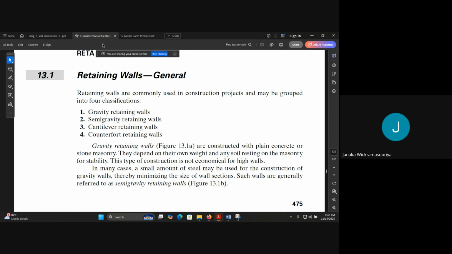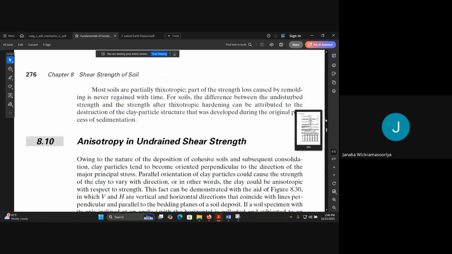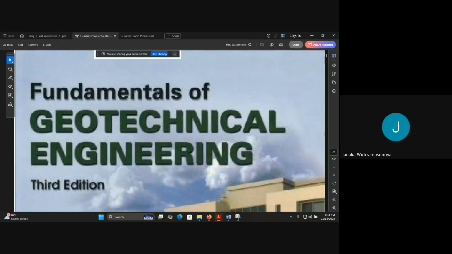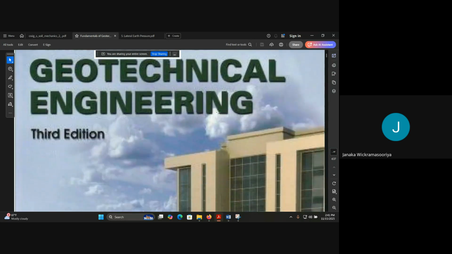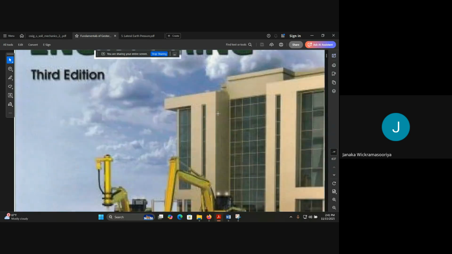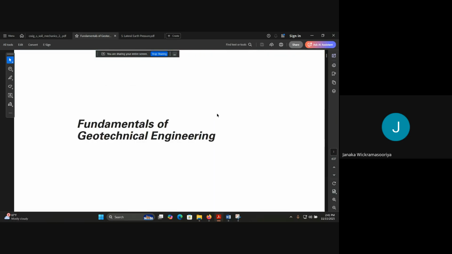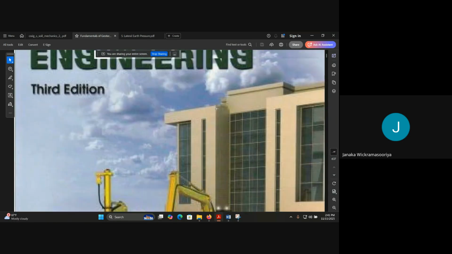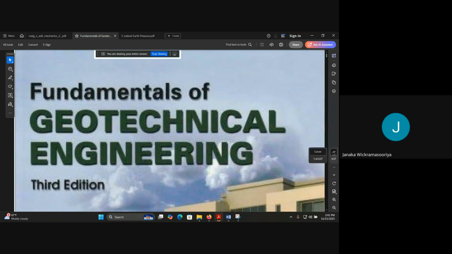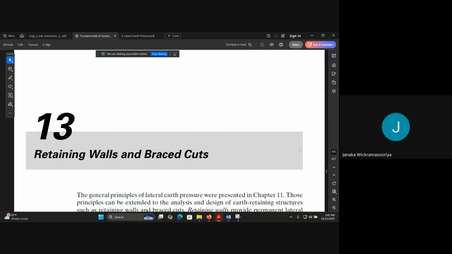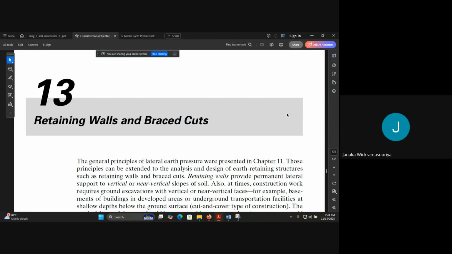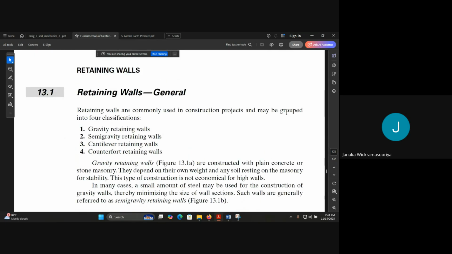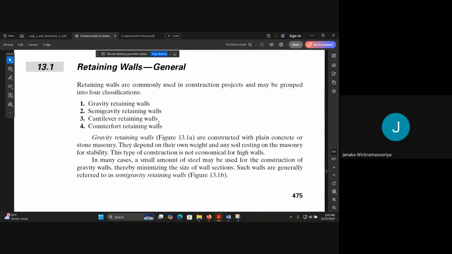This is Braja M. Das book, right? Wait, I will show you the first cover page. This book, Fundamentals of Geotechnical Engineering by Braja M. Das. I think I have shared the PDF with you. It is in chapter number 13.